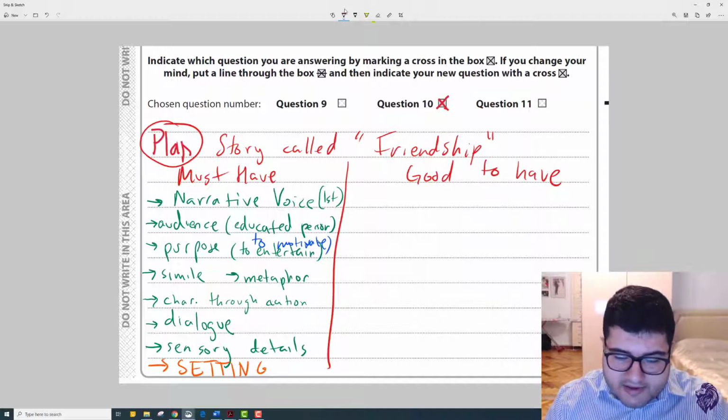All right, and for that, I have onomatopoeia. Let me make sure I spelled it correctly. Onomatopoeia.